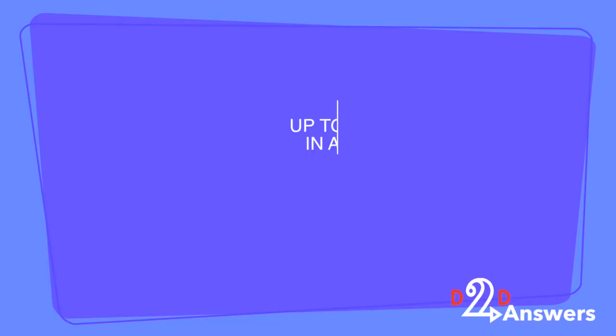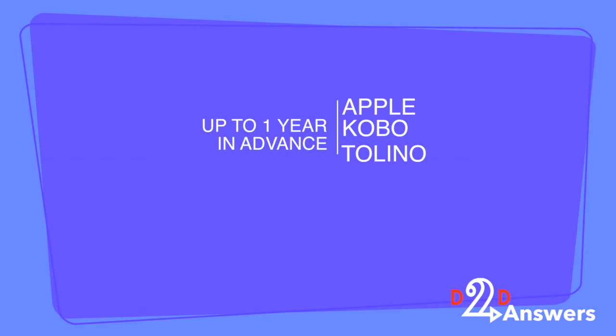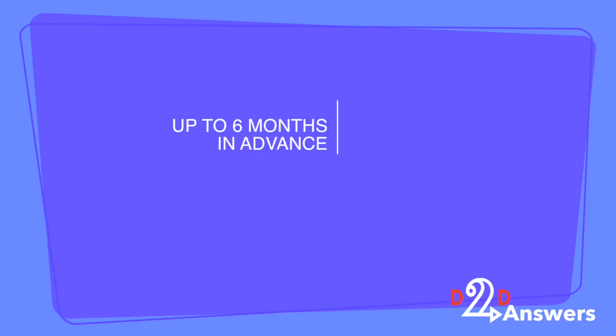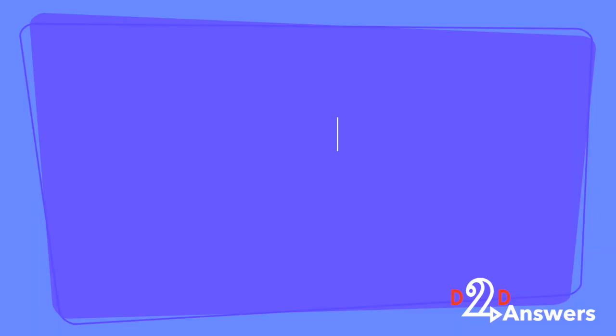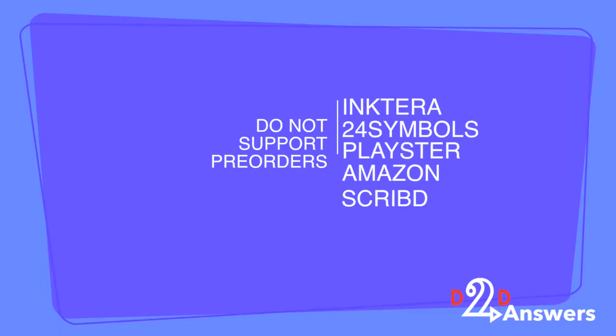Now, Apple, Kobo, and Tolino will all take your pre-order up to a year in advance. Barnes & Noble only accepts pre-orders up to 6 months in advance. And we've got a selection of vendors who do not take pre-orders at all. That includes Inkterra, 24 Symbols, Placeholder, Amazon, and Scribd. Those guys will only release your book on the selected release date.